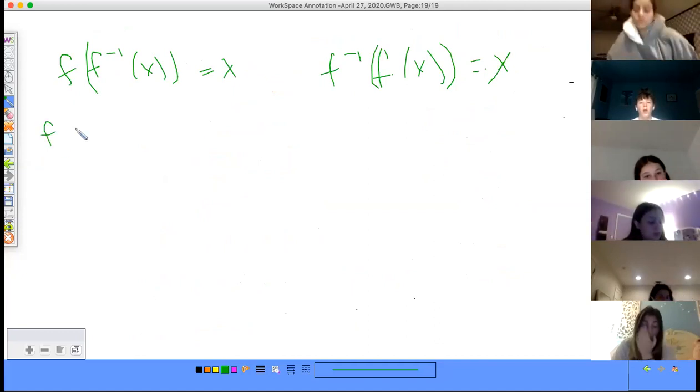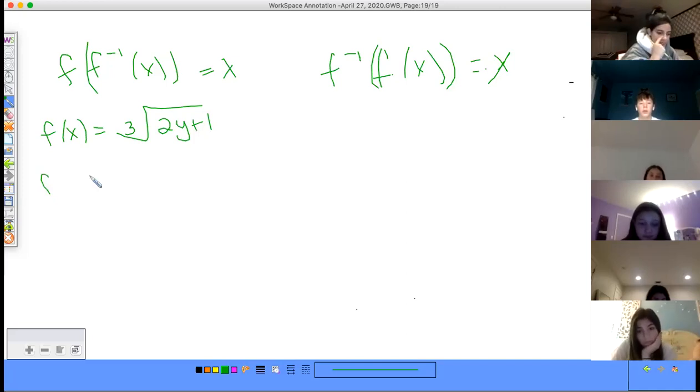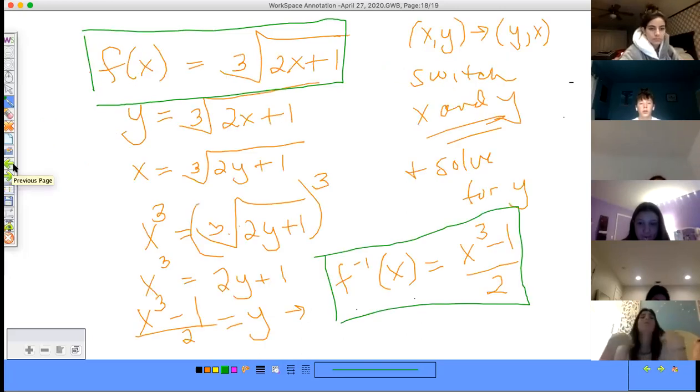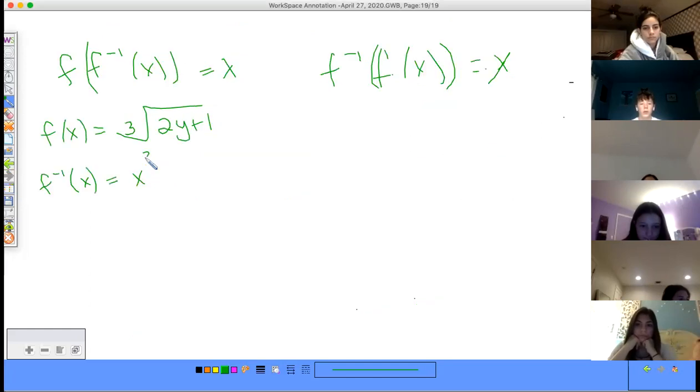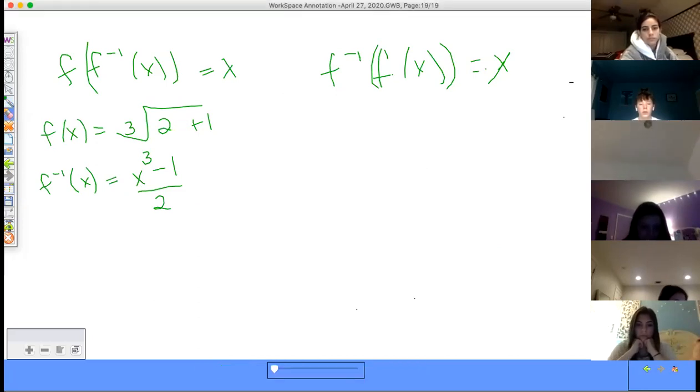So f of x, the original function, if I remember, was the cube root of 2x plus 1. Is that right? And then I think the inverse was x cubed minus 1 divided by 2. So now if I'm going to do this, this should be an x there, not a y. Sorry about that, guys. You should have all called me out for that immediately. So this was the original function, and we're saying that this is the inverse function, right?